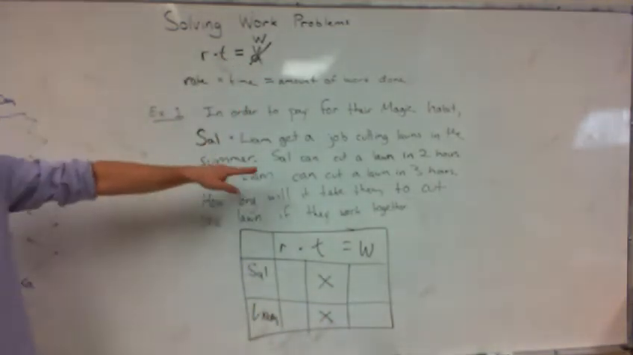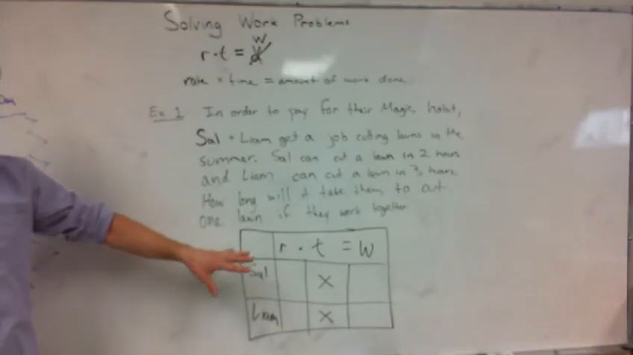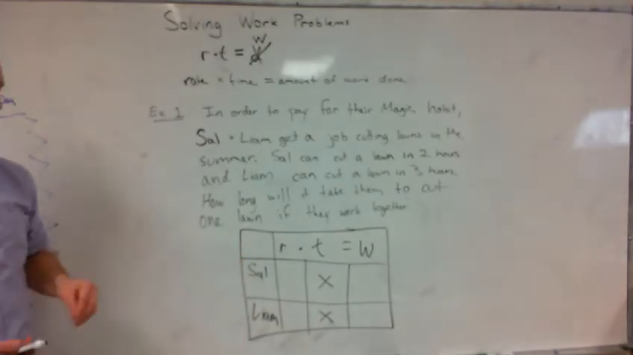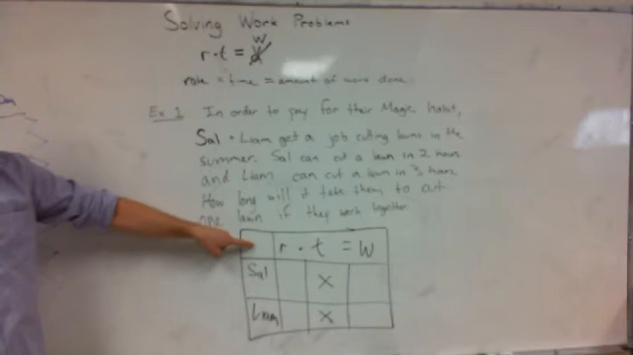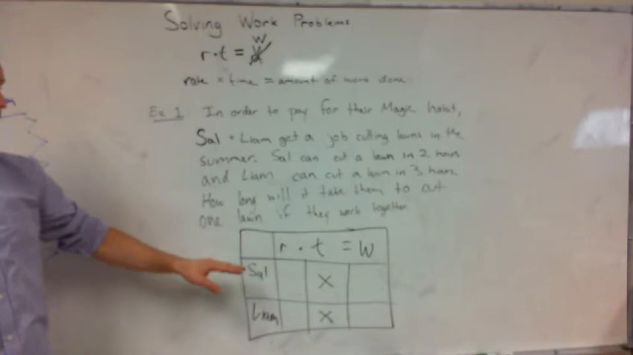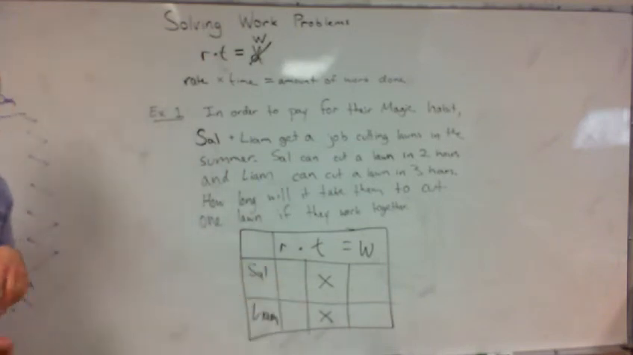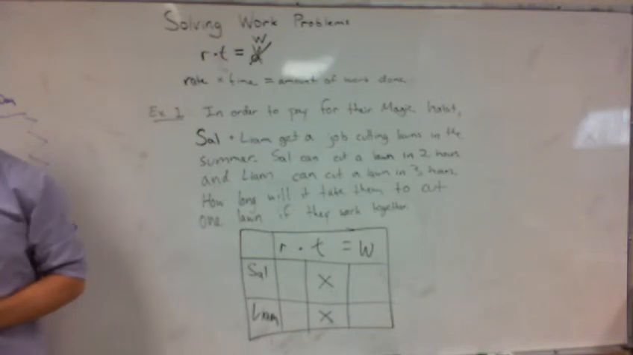Now we do know the time that Sal can cut one lawn in, right? But that's not what we're looking for. And so it's important to realize that this table is going to be about the time it's going to take them together to cut one lawn. That's what we're making a table for. So that time is unknown. Now what's their rate? How fast can they cut a lawn, in other words?